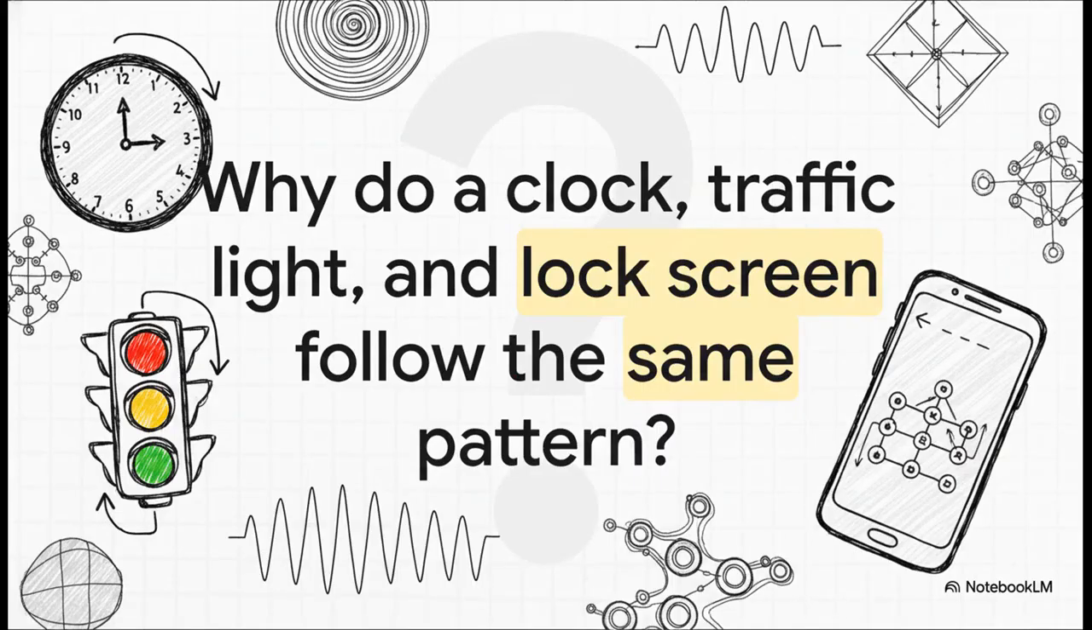Okay, so think about it. A clock goes through 12 hours, then it just resets and starts over. A traffic light cycles through red, yellow, green. Same thing over and over. Even your phone's lock screen uses these predictable patterns. Now, these things seem totally unrelated, right? But they're actually all marching to the beat of the same hidden mathematical drum.